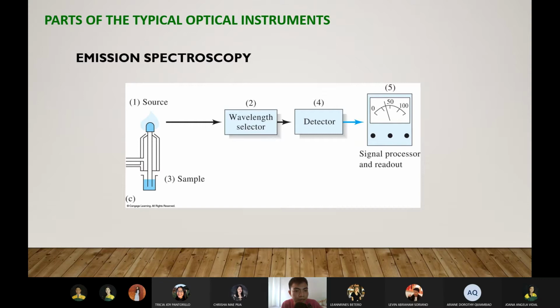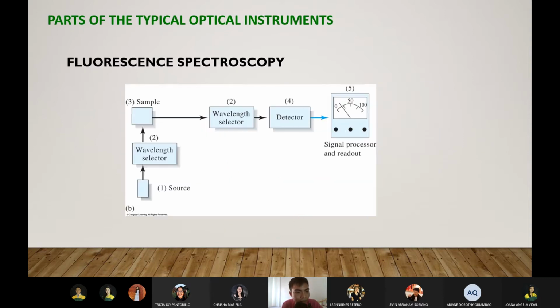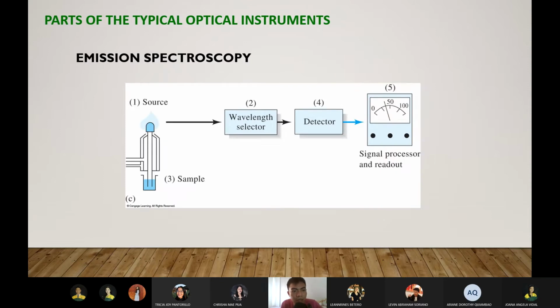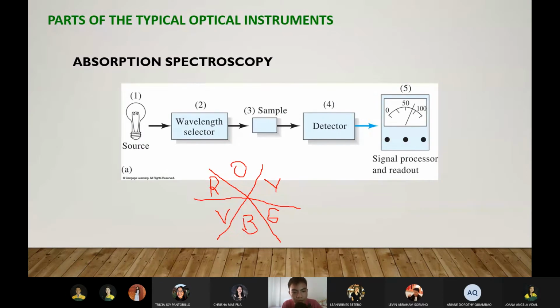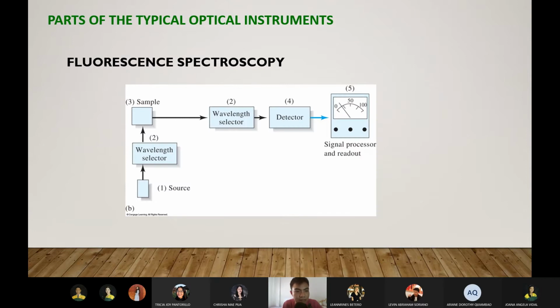Again, take note that for absorption, the wavelength selector is beside the source and they are all linear. For fluorescence, it is perpendicular, and there are two wavelength selectors because our sample lights up. For emission, the wavelength selector is before the detector, because you burn the sample and it will emit multiple colors, so you filter it afterwards. The output is always absorbance or intensity.